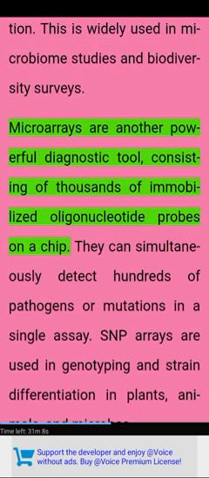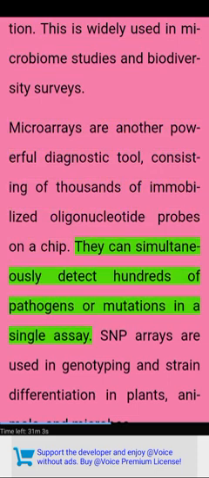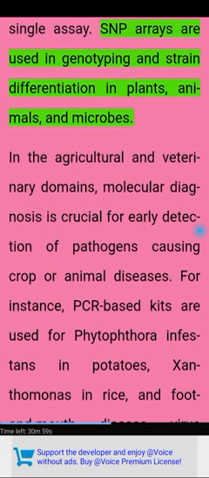Microarrays are another powerful diagnostic tool, consisting of thousands of immobilized oligonucleotide probes on a chip. They can simultaneously detect hundreds of pathogens or mutations in a single assay. SNP arrays are used in genotyping and strain differentiation in plants, animals, and microbes.